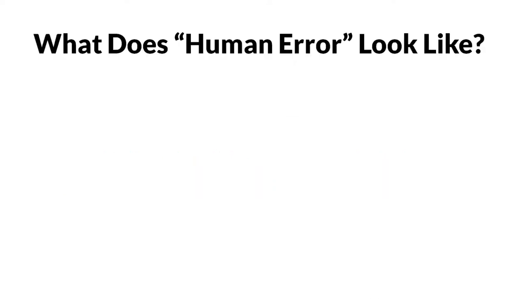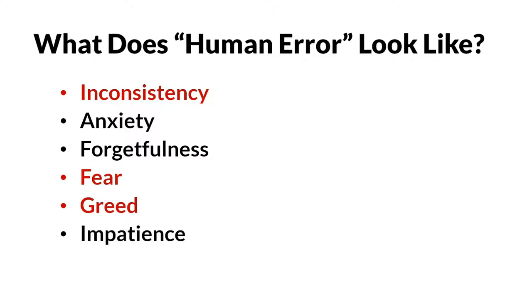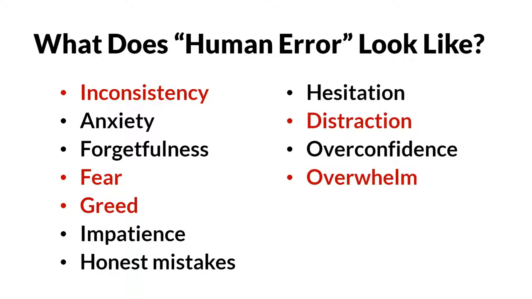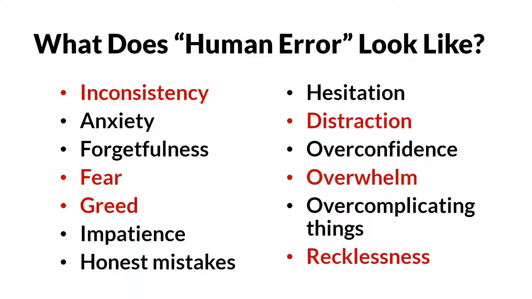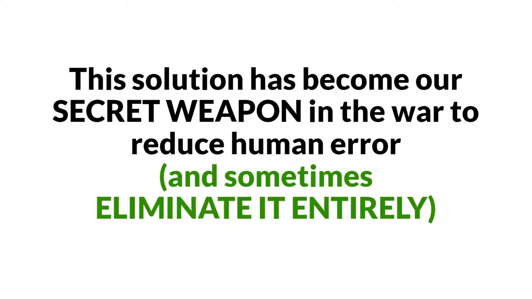What does human error look like? Inconsistency, anxiety, forgetfulness, fear, greed, impatience, honest mistakes, hesitation, distraction, overconfidence, overwhelmed, overcomplicating things, recklessness. Not so long ago, there weren't any solutions to address the issues of human error when it comes to appointment-based trading, so we had to create our own. This solution has become our secret weapon in the war to reduce human error and sometimes eliminate it entirely.